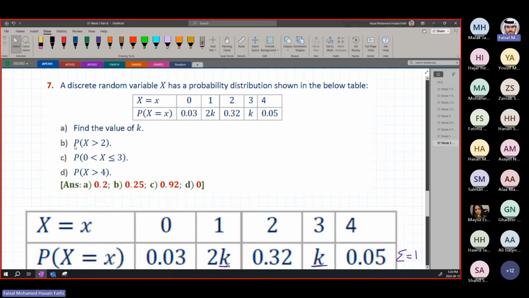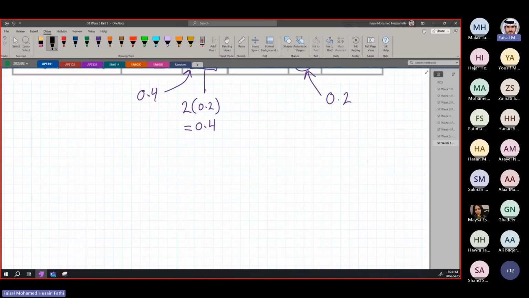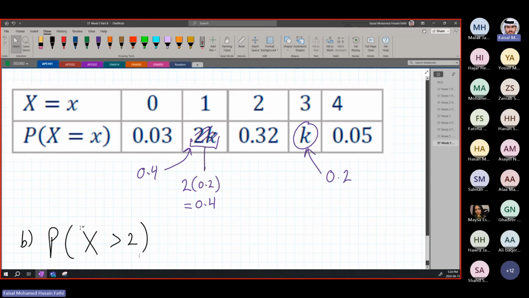The next question says find the probability that the event x is greater than 2. So they want us to find the probability of our event x is greater than 2. What does this mean? We are going to look at our x value. Our x values is the top row. All right. We want it when it's greater than 2.